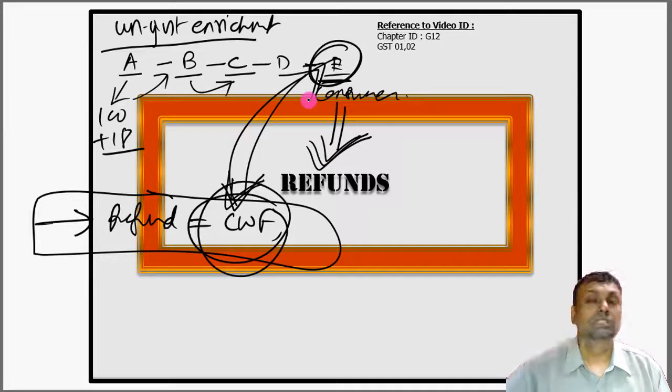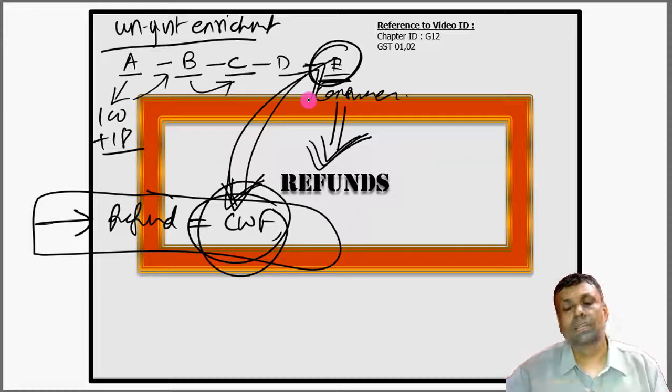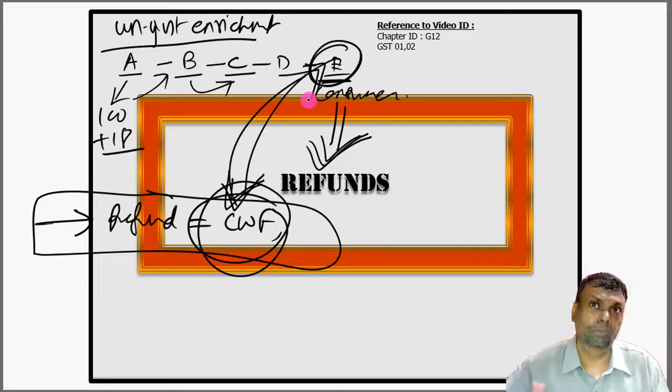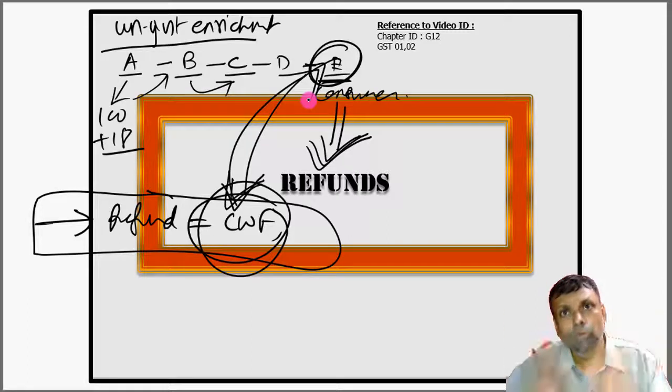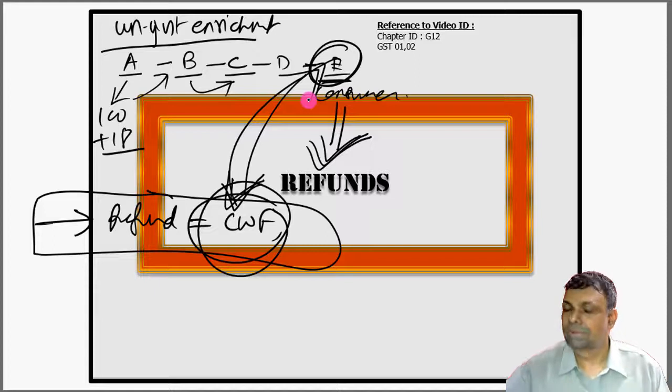Some of these situations are already thought of by the law. For example, export incentive. If you have done some export, getting the refund back is a possibility. So those are specific situations. Only if it is one of those specific situations is the refund available. Otherwise, the refund is not available.